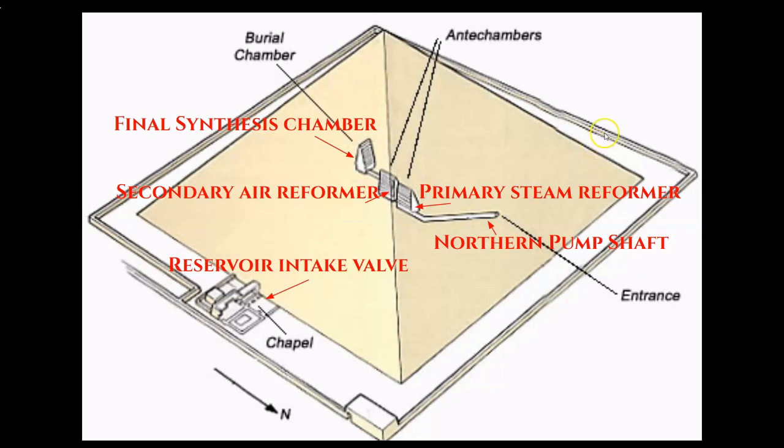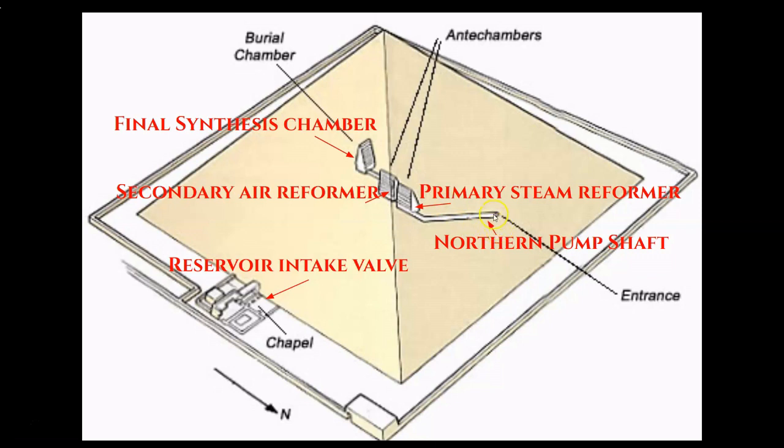And just a quick review of the components and configuration of the Red Pyramid. Starting here on the outside of the structure, you will see the external reservoir surrounding the pyramid, which would have been filled with water. Your reservoir intake valve is located here on the eastern side of the structure. On the northern face of the pyramid, you will find the northern pump shaft. And in the previous episode, episode 10, I provided a thorough explanation for exactly how these pump shafts operated, and you can check out that episode if you want to dive into further detail.